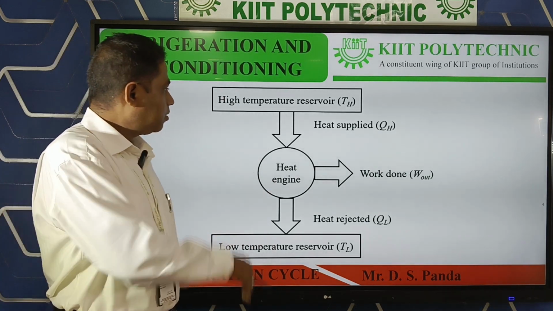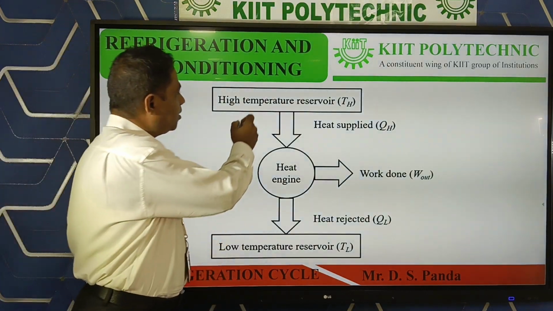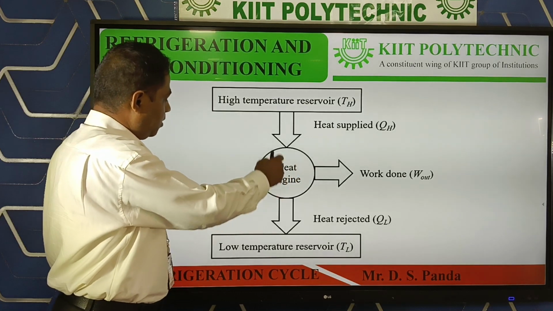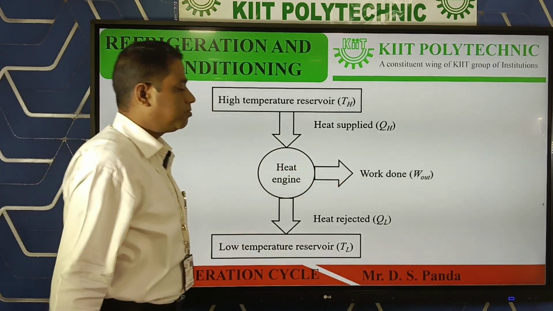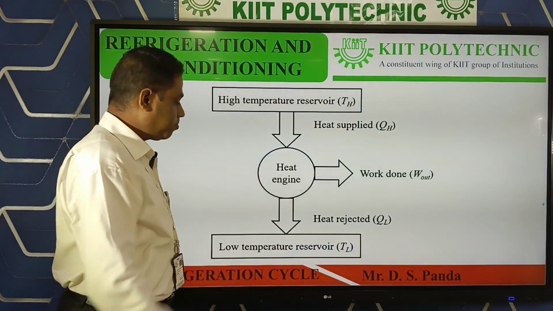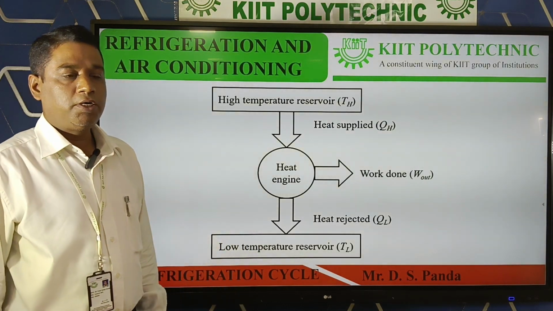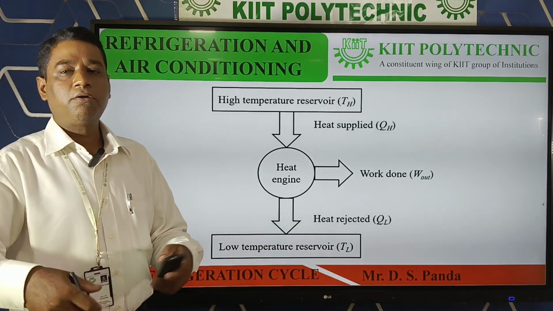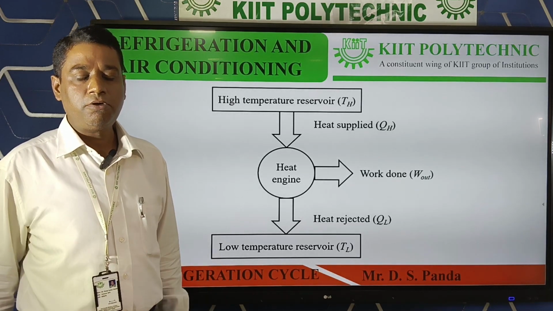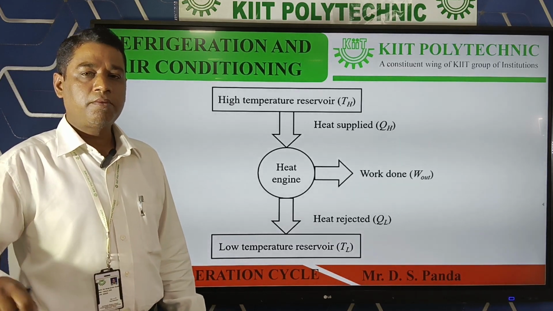This is the schematic diagram, line diagram of the heat engine. Suppose the high temperature reservoir supplies heat to the heat engine, and some work is done in the engine, and then there is the low temperature reservoir. After use, the steam will exhaust to the next cycle or exhaust to the atmosphere. In the IC engine also, it is exhausted to the atmosphere through the silencer.